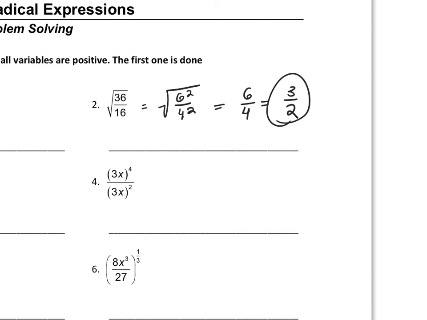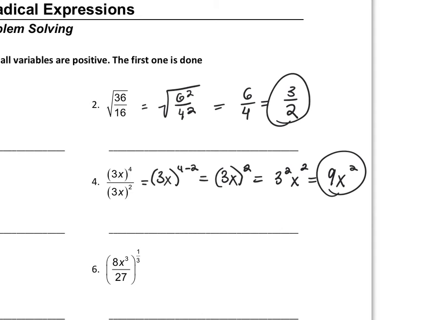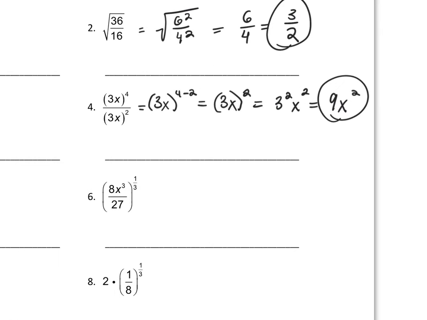How about this next one? Well, there's a lot of right ways to approach it, but the first thing I notice is that these have the same bases. So I can subtract. I can write 3x to the power of 4 minus 2. So that's 3x squared. That's 3 squared times x squared, or 9x squared. And now we're done. We can't simplify anymore.